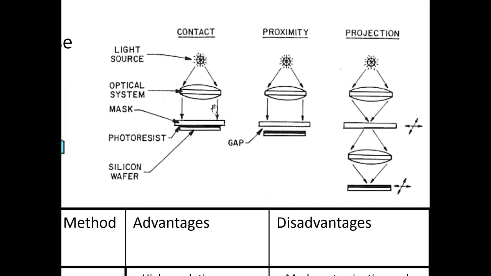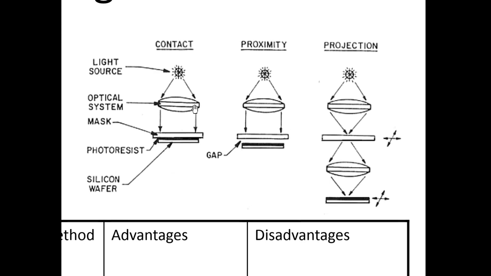Then you have the mask here. Remember that some regions of the mask are transparent, other regions are opaque. So that pattern, whatever pattern is on the mask, that light pattern is then transferred to the photoresist. All right. And this part here is just showing the silicon wafer underneath there. So this is contact mode photolithography. This is probably the most popular form, at least what we use in our research.